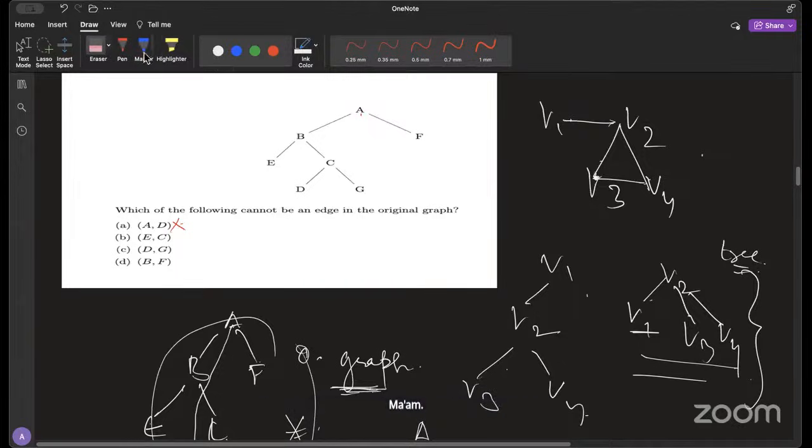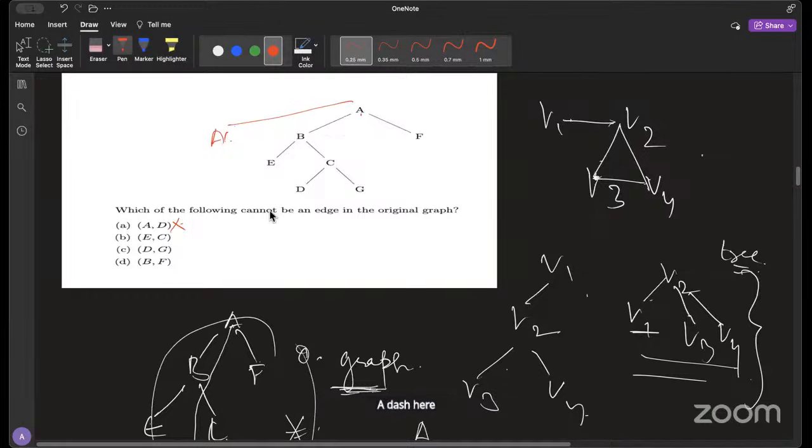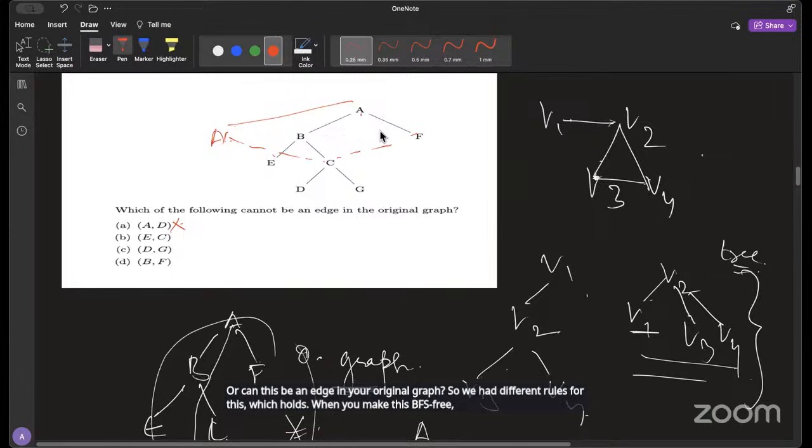Ma'am, last time also you said that from the left there can be an edge. It's completely fine. From left there can be an edge in the next level in a way. Is it fine? See, it depends on how you're doing. I don't want to confuse you with the left-right thing here. What we did here was, let's just say you had A dash here, some vertex A dash, and you have been asked, can this be an edge in your original graph? So we had different rules for this, which hold when you make this BFS tree as per your BFS search.